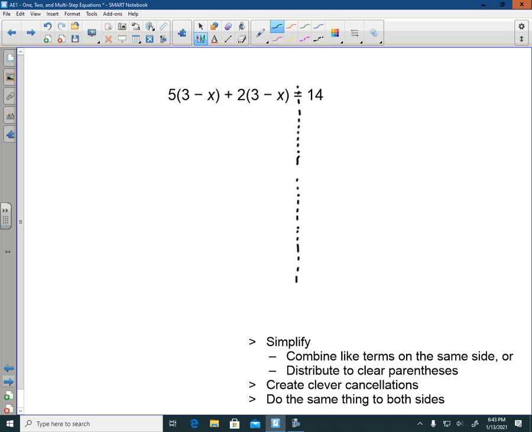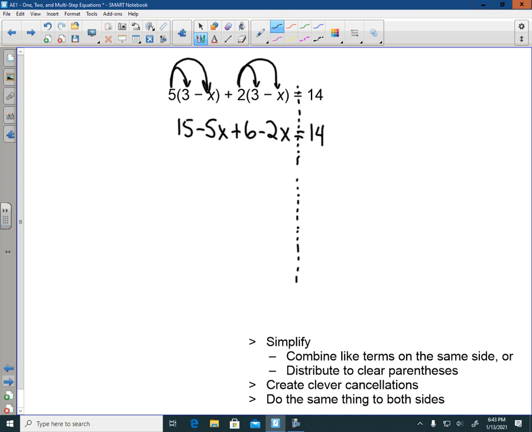So I'm going to distribute the 5 on this 3 and say 5 times 3 is 15 because it is. And then 5 times negative x is negative 5x. And now I'm going to take this 2 and distribute it onto the 3 and get 6. And then 2 times negative x is negative 2x. And that equals the 14 that's kind of hanging out by itself. So we have distributed successfully to get rid of the parentheses.